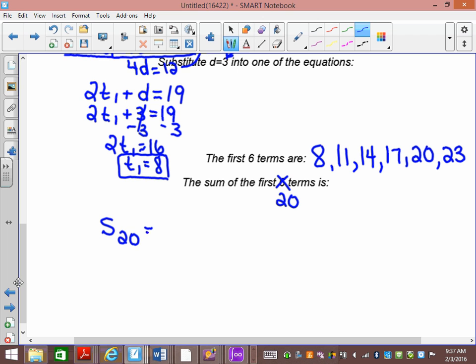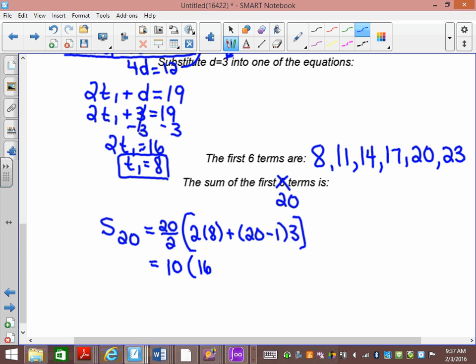So we're going to go S20 equals 20 divided by 2, times 2 times T1, which was 8, plus n minus 1, so 20 minus 1, and d was 3. So we get 10 times 16 plus 19 times 3, which is 57. And we get 10 times 73. So 730? We agree?